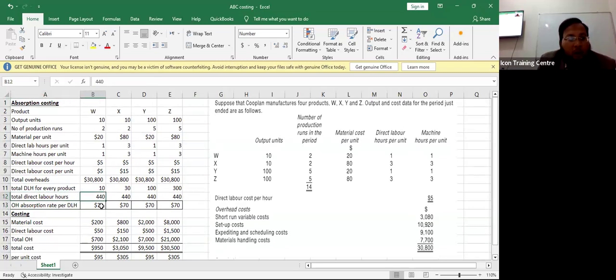First tell me, from where did I get 440? It is the sum of this 10, 30, 100, 300. You just check the sum here, 440, right? Then you divide this total overhead by the total direct labor hours worked.